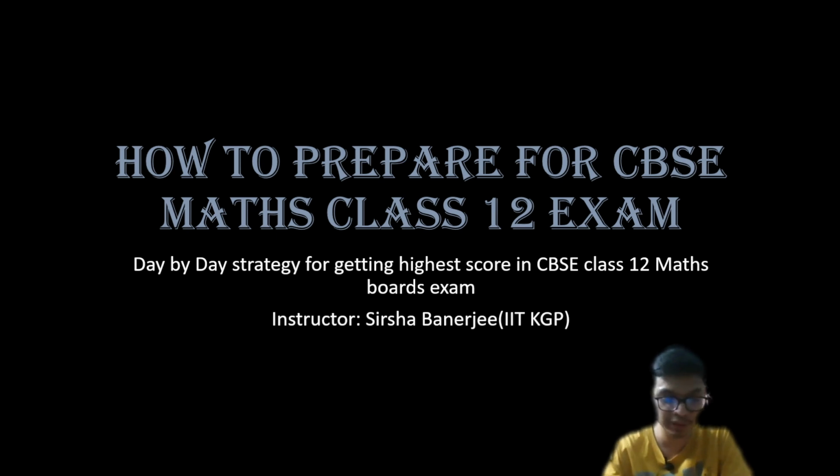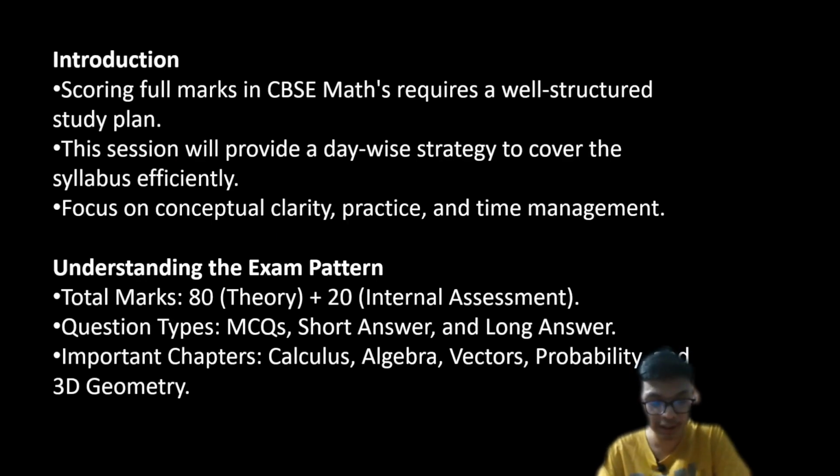Let's get started. Before we dive into the plan, let's quickly go through the CBSE maths exam pattern. The total paper is of 80 marks, with 20 marks as the internal assignment, right? The theory paper will consist of MCQs, short answers, and long answers. And in the theory paper, the high weightage topics are definitely calculus, algebra, vectors, probability, and 3D geometry, right? So let us see how we break down these study strategies, which will help you revise as well as prepare effectively for your CBSE examination.